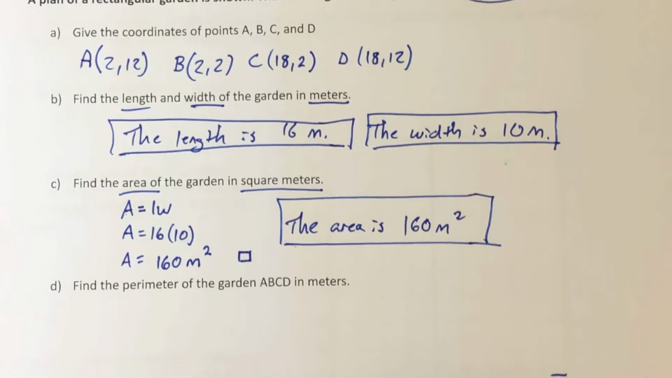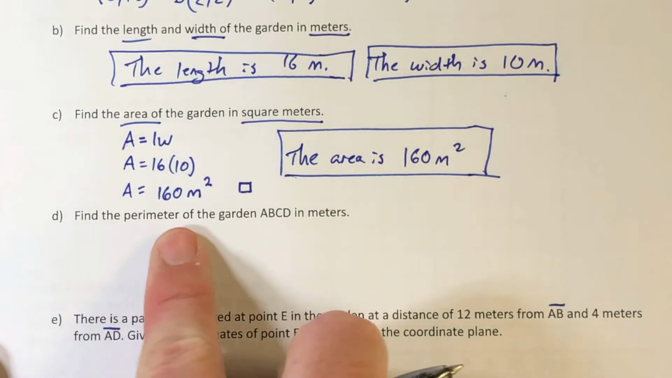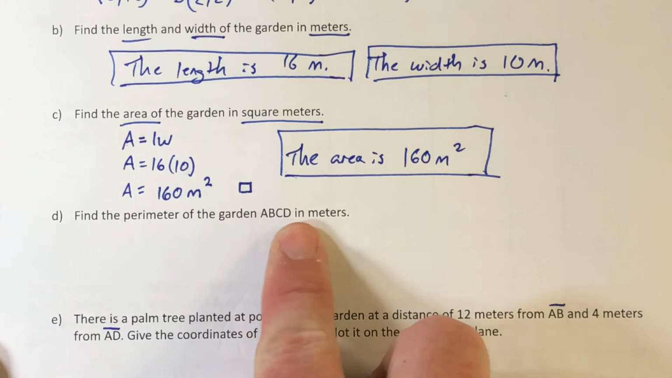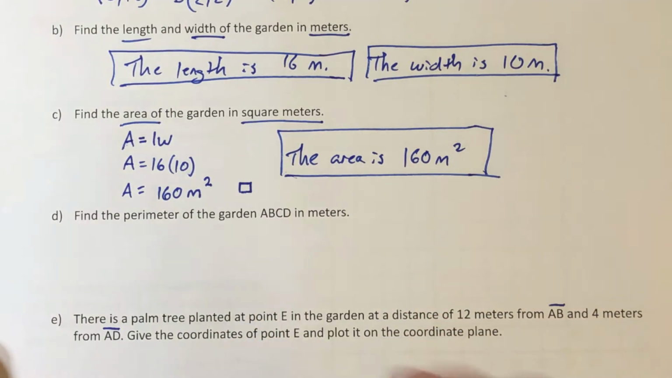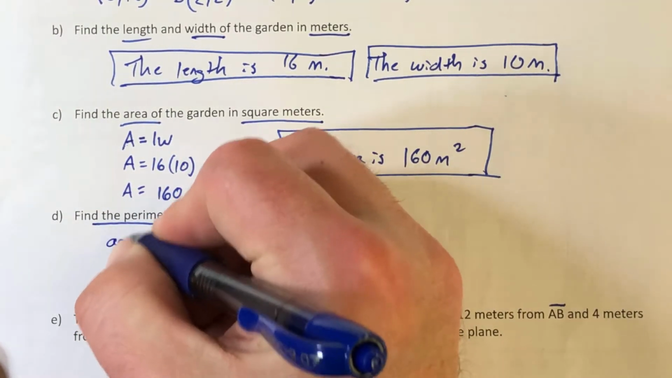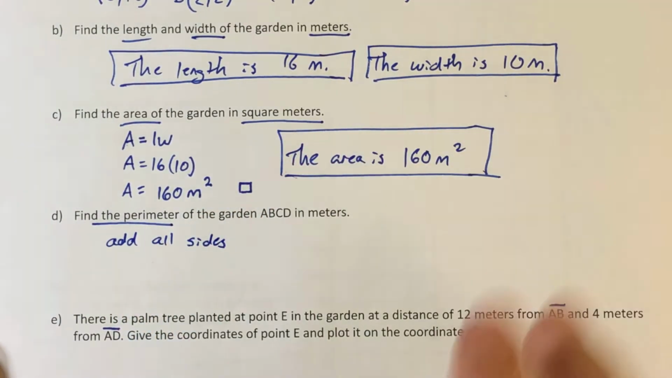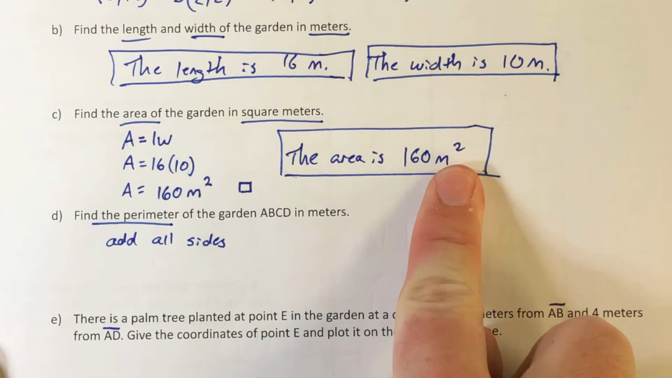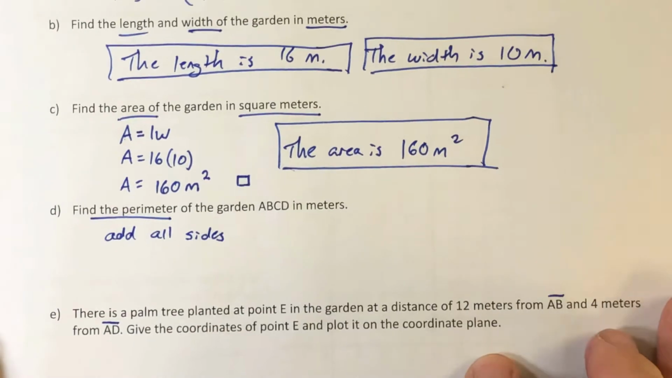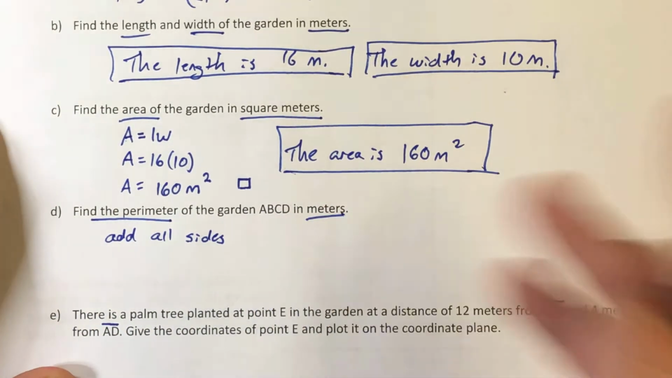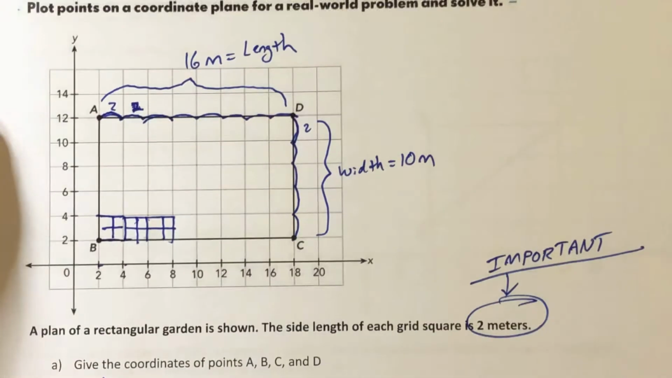All right. D. Find the perimeter of the garden, A, B, C, D, in meters. So perimeter means add all sides. Not area, so you're not going to have those units right there. Just going to say meters. Okay, so what are our sides?